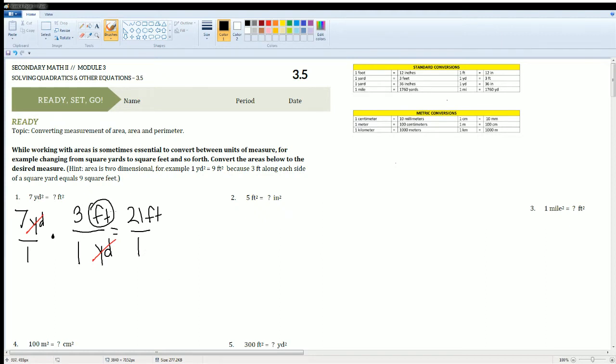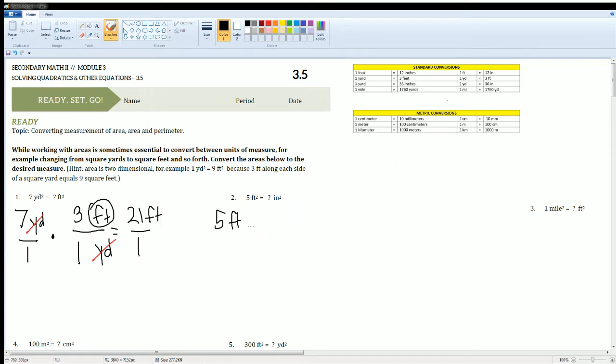All right. If you did it differently, like if you did 7 yards over 1 times feet over yards, if you multiply this, you see how you get yard times yard, which is yard squared? It wouldn't work well. Okay, so make sure that you have yards on top and yards on bottom so they cancel out.